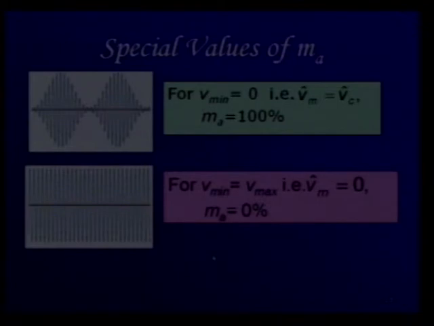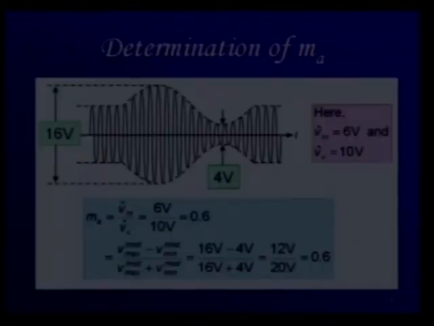But on the other hand, if we have modulation index equal to 0, meaning there is effectively no modulation, we have V mod minimum equal to V mod maximum, which means Vm cap is equal to 0, which means we do not have any modulating signal. But we normally work with some intermediate values.